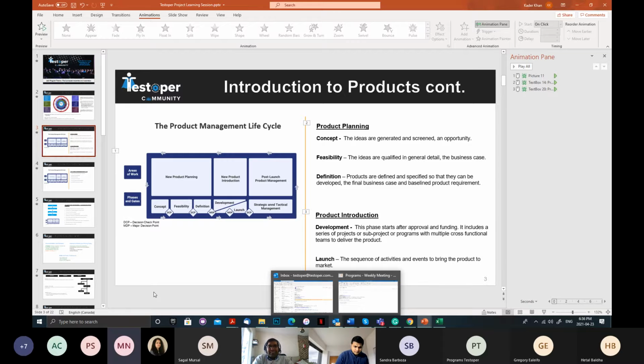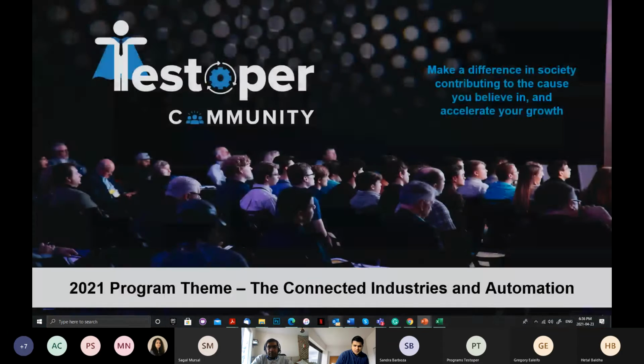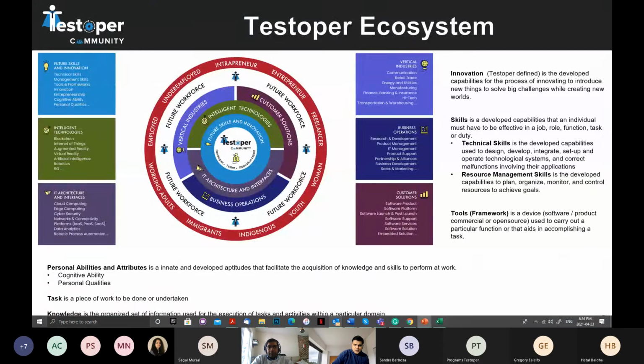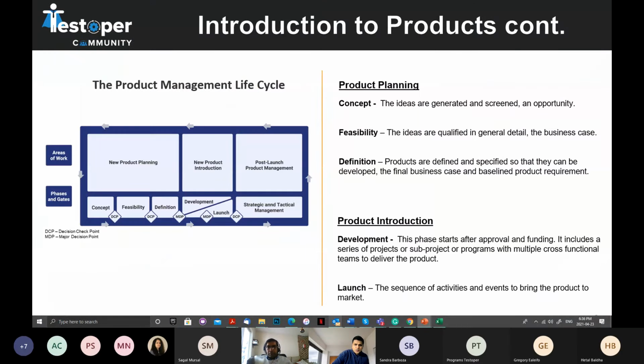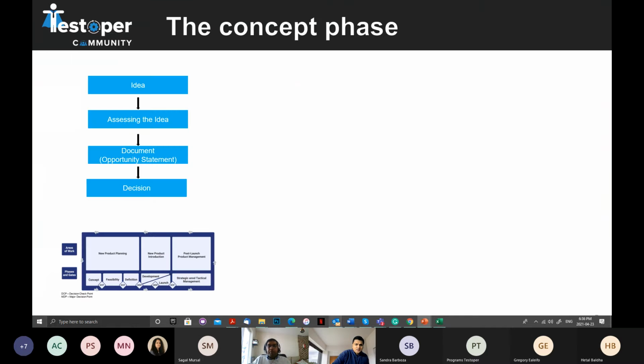You got it. Perfect. So now let's go through this quickly. We have 24 minutes. Let's learn together some stuff today. So these are all the things that we have already learned. We learned about the complete product management lifecycle, and then we learned in depth about the concept phase.